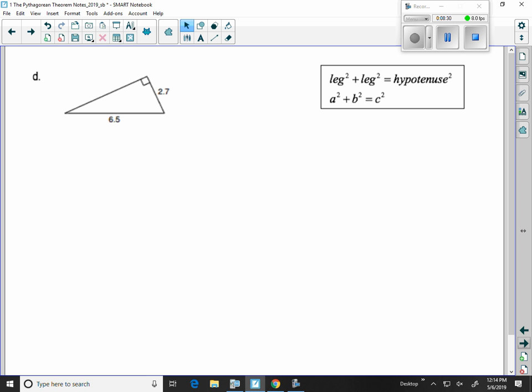All right, D, what side are we missing? A or B. It doesn't matter which one you mark. But how do we know that we're not missing the hypotenuse? It's the one that's straight across from the right angle. C is right here, so we already have that one.